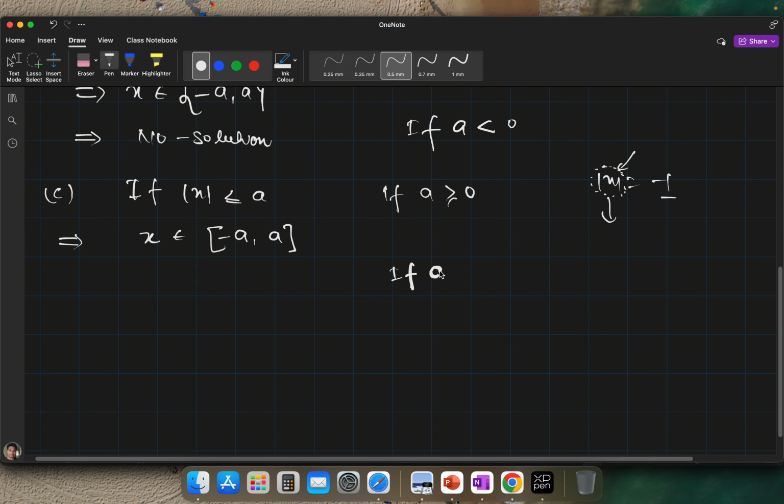But what if a is less than 0? What will be the solution? Tell me. For 0 there will be a solution, but for less than 0 there is no solution. What will be the solution if a is less than 0 in this case?